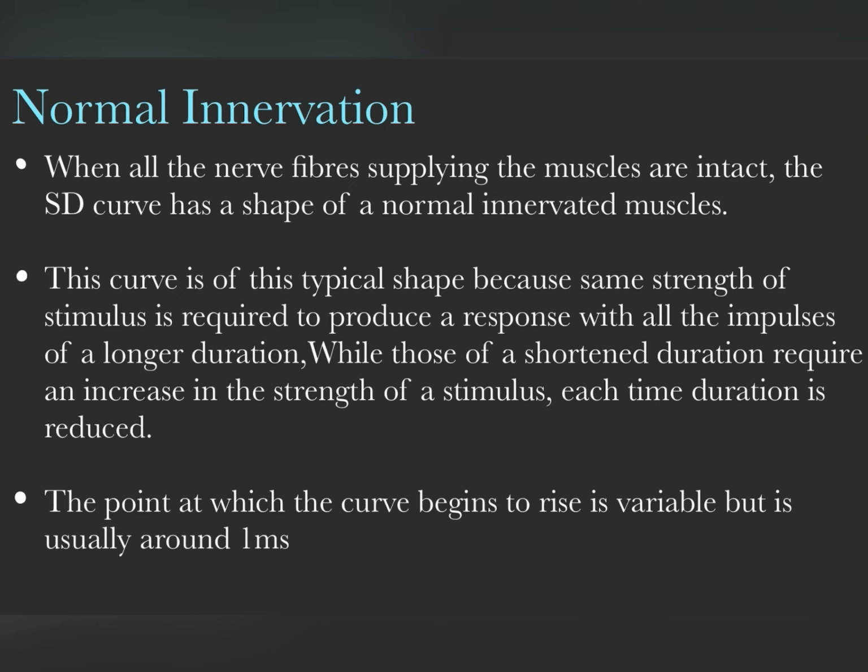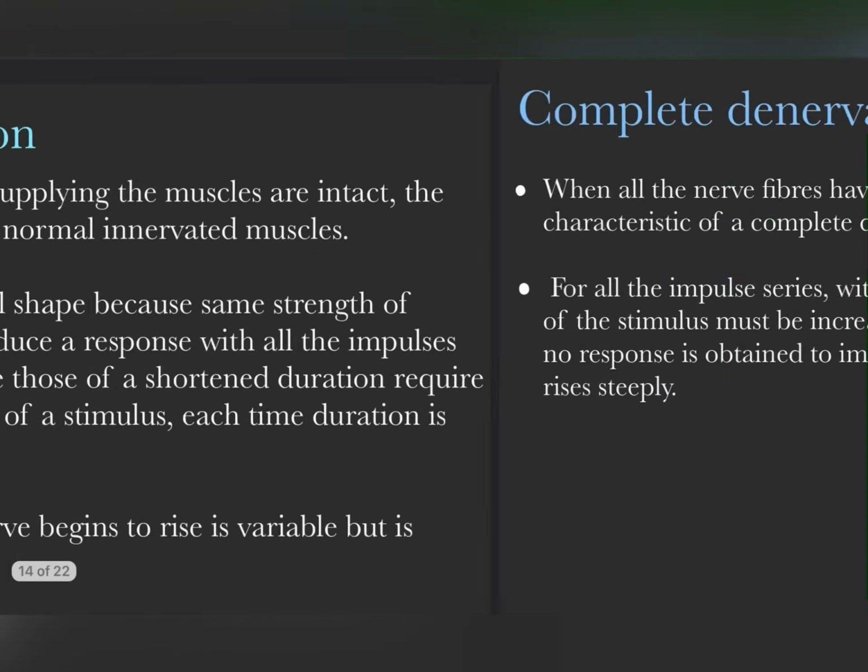The curve is of this typical shape because the same strength of stimulus is required to produce a response with all the impulses of longer duration, while those of shorter duration require an increase in the strength of the stimulus each time the duration is reduced. The point at which the curve begins to rise is variable but is usually around 1 millisecond.